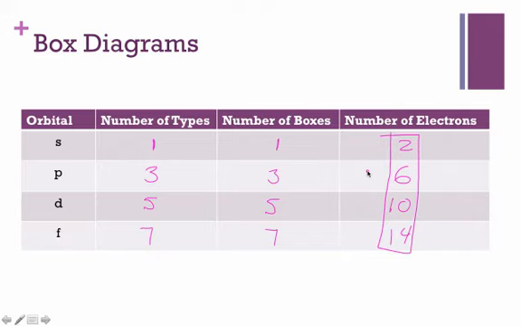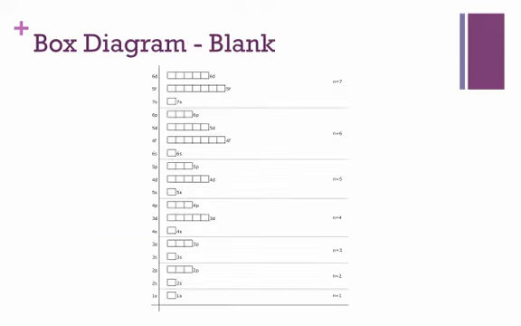And this is something that's going to be very important for us down the road. Now let's fold all of this into the actual diagram itself. This picture on the screen right now is a blank box diagram showing the orbitals in the correct order based on their energy level, showing the correct number of boxes associated with each one.